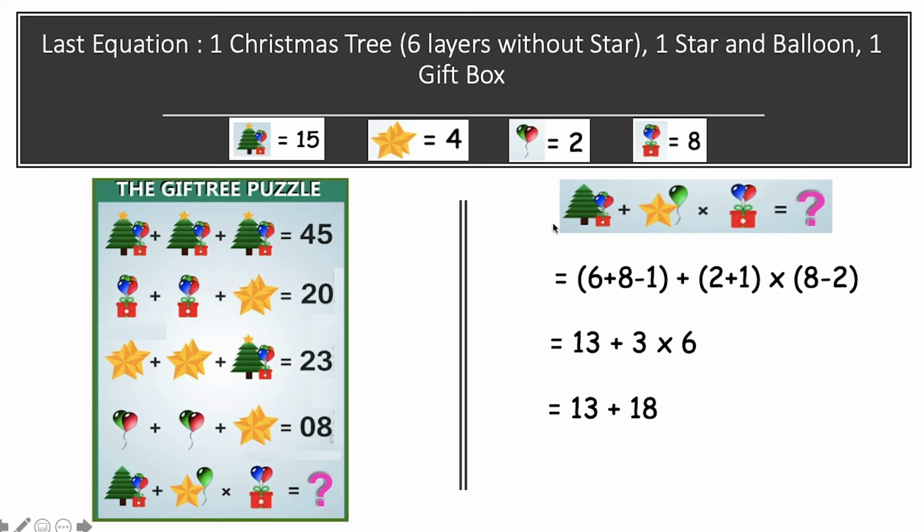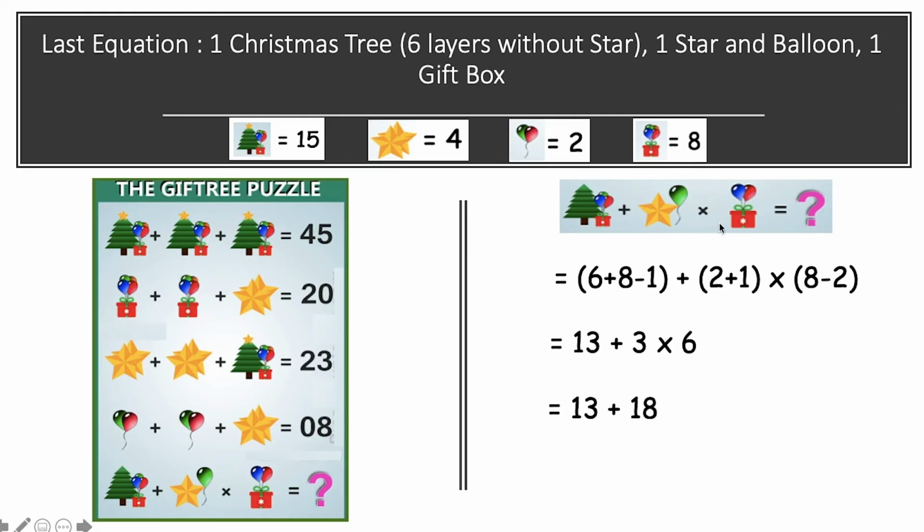So solving for this picture, we know each layer value of the Christmas tree is equal to 1. So 6 layers would be 6, plus 8 for the gift box. But the gift box whose value was 8 had 4 balloons, and here we have got only 3 balloons, so we have to minus out the value of 1 balloon, that is equal to 1. So 6 plus 8 minus 1 would be the value for the first picture.